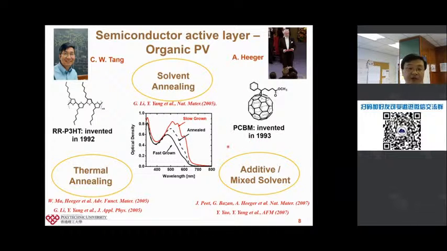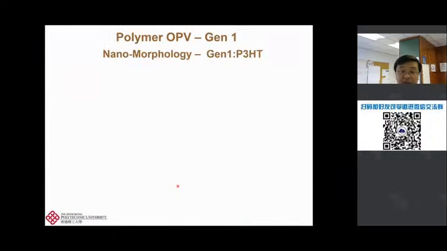Okay, and it actually took more than 10 years for people to realize how to get a good morphology for these materials to get a reasonably good efficiency, and that included the thermal annealing method, the solvent annealing method, and additives or mixed solvent methods. If you think about it, these are the methods that actually propagate until today, that influence the research here. Okay. Now I want to mention very briefly the morphology.